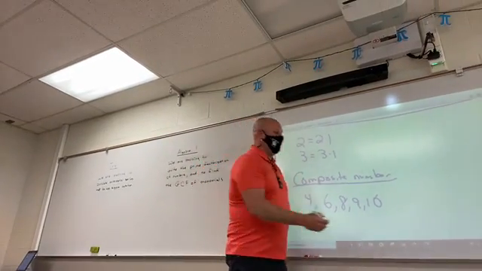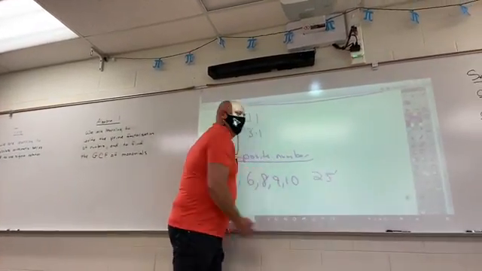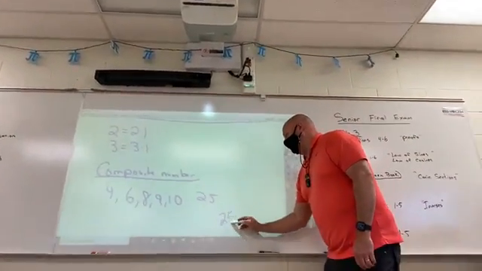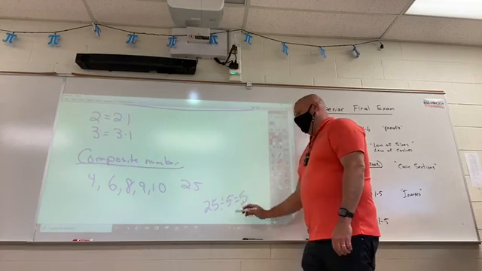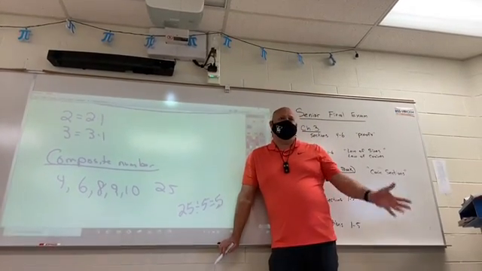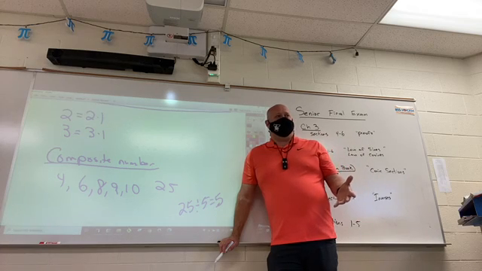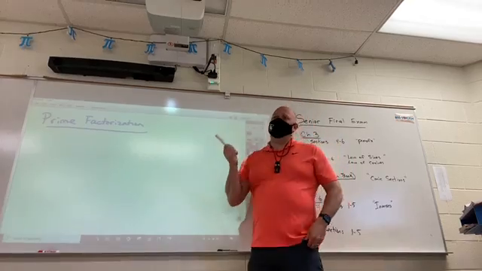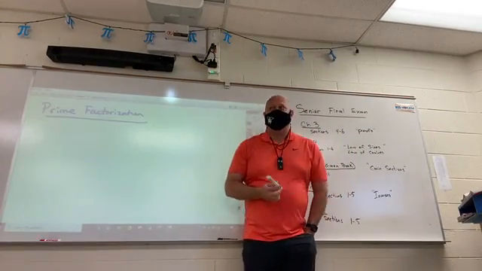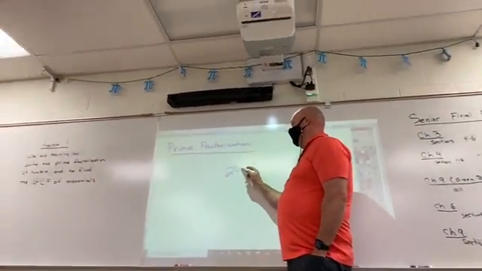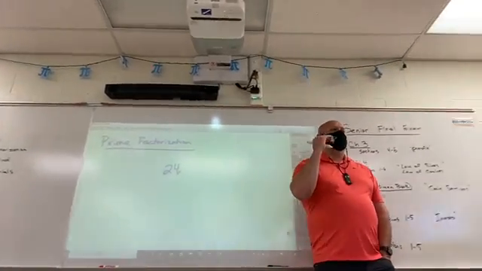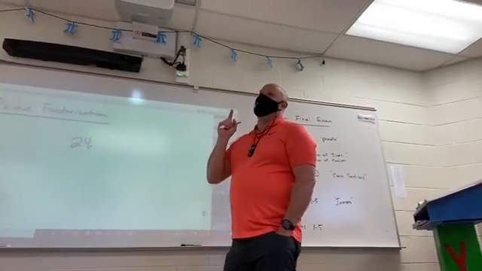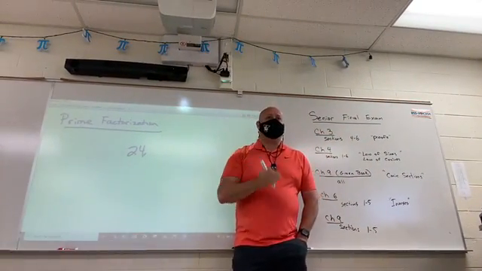Okay? I know that 25 is a composite number because I can do 25 divided by 5 and I get a nice number. Right? Because 5 times 5 is 25. That's what makes a composite number. Okay? Now, what we want to do right now is prime factorization. We want to take a number like 24. We want to figure out what numbers multiply together to get 24. But what we want is we want only prime numbers.